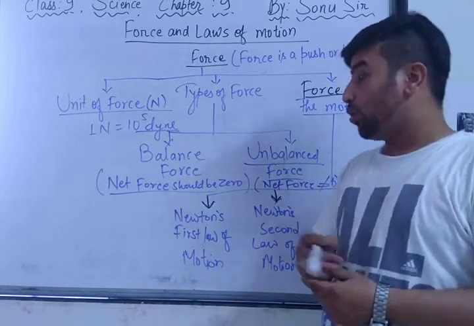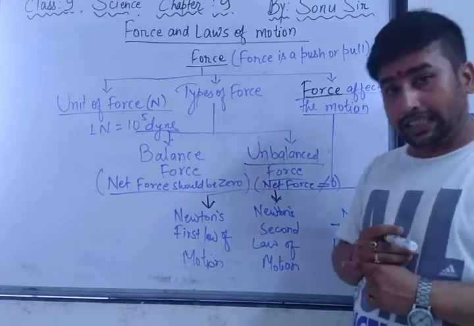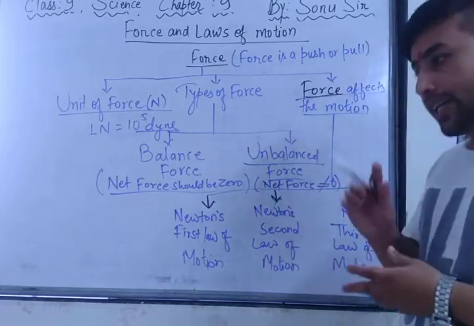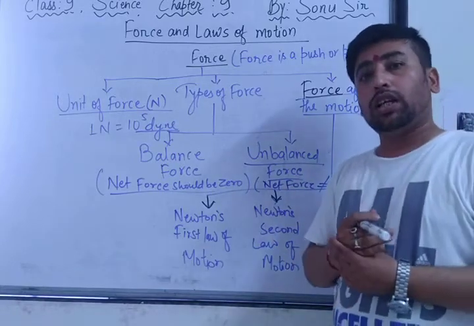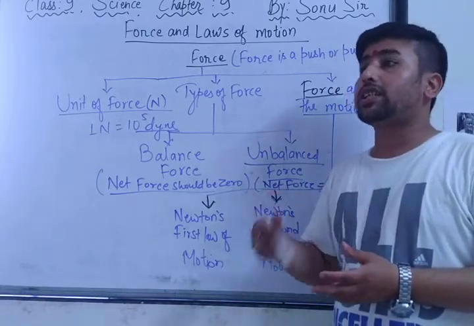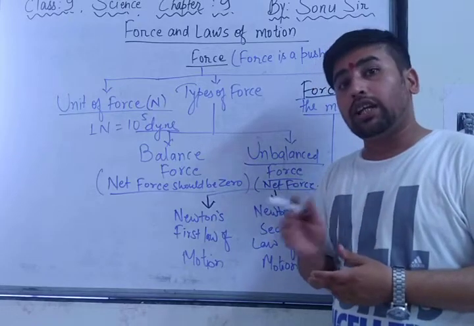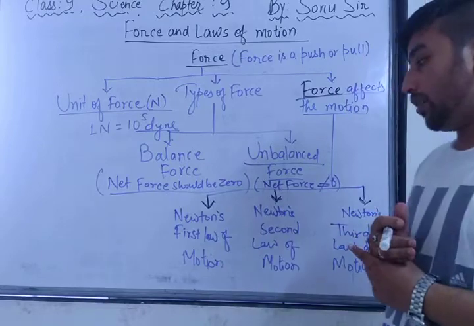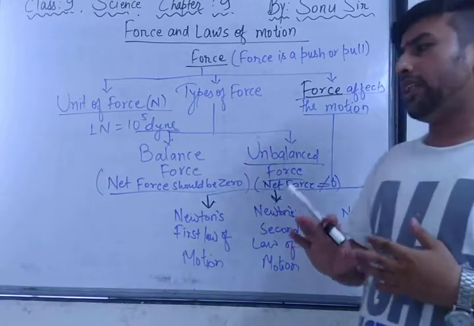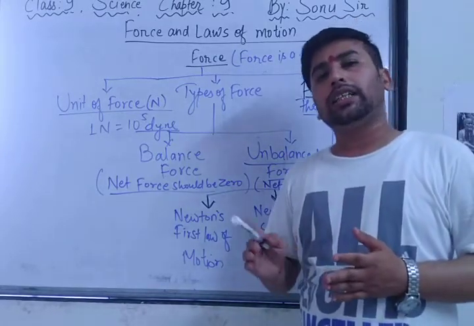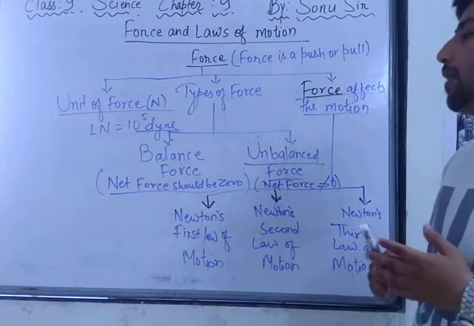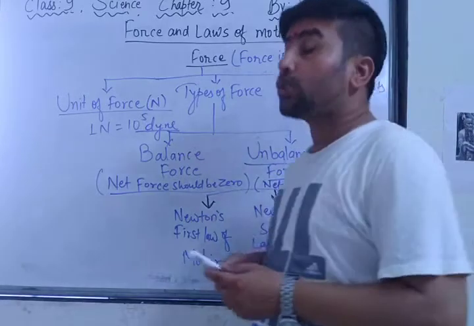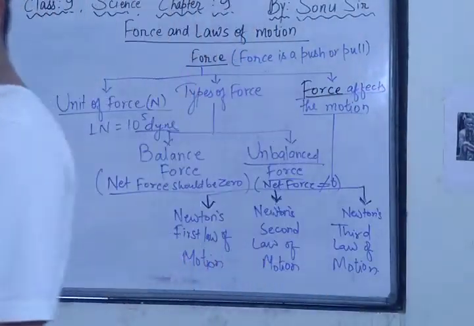Got it? So the first law of motion states that any object will remain at rest or in motion until and unless an external force is applied on it. Anything will remain the same until or unless an external unbalanced force acts. Unbalanced means it will try to stop it. That law is also known as the law of inertia.